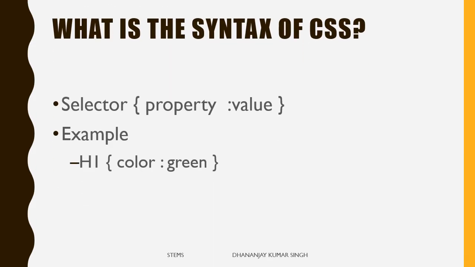What is the syntax of CSS? So CSS has three parts: selector, properties, and its value. Selector may be any tag, for example h1, h2, head tag, any other body tag. The color, and green, it's a value of this color.